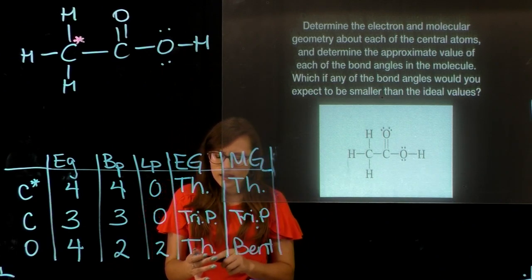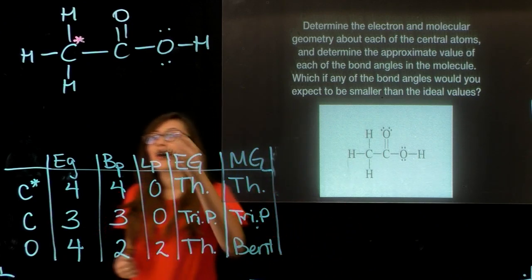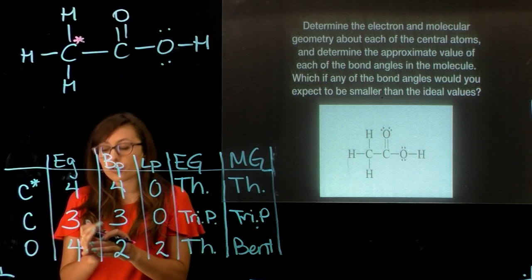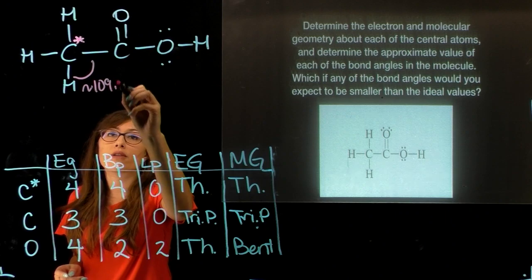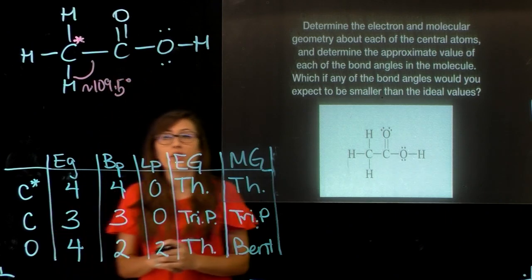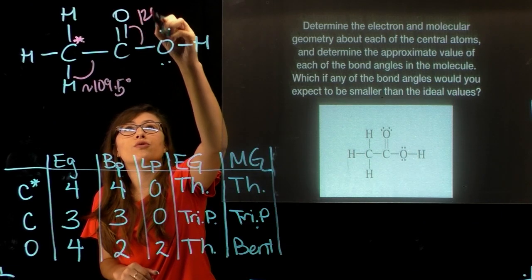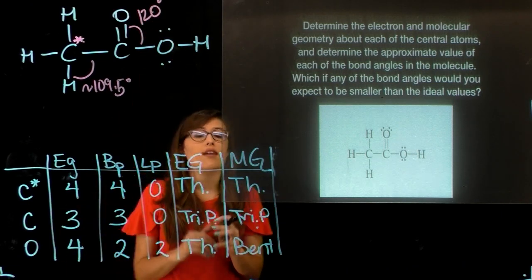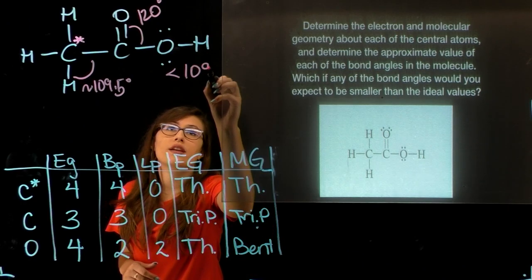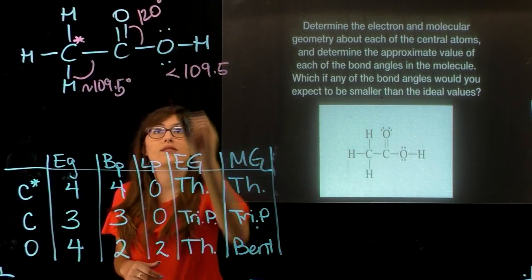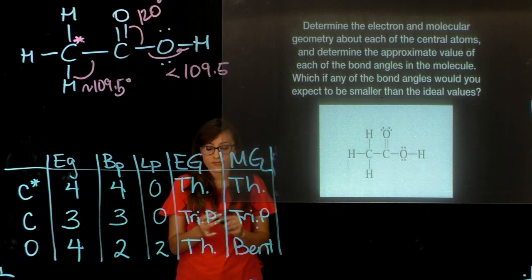Let's go ahead and look at the different bond angles associated between these. The groups attached to this carbon are going to be roughly 109.5 degrees from one another. In the case of trigonal planar, they're roughly 120 degrees. And in the case of bent, we know it's going to be less than 109.5 degrees. So that's going to be less than 109.5.